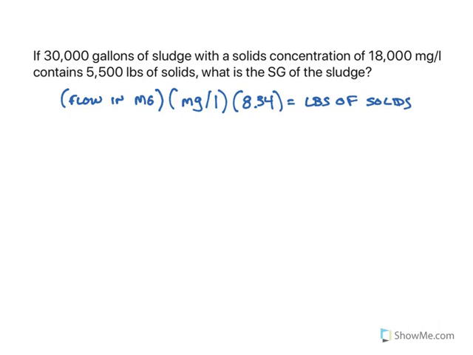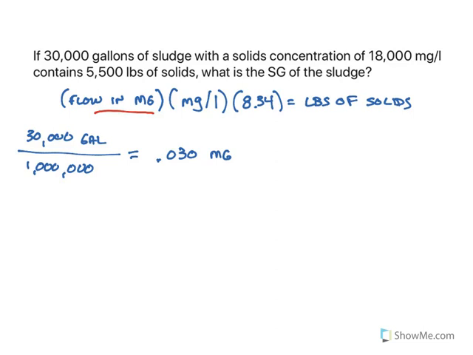So in order to set this problem up, I need to calculate how much flow I have in million gallons. So this is going to be 30,000 gallons divided by 1 million equals 0.030 million gallons. You're going to use this formula a lot, so it's going to become second nature, but when you use it, you always have to remember it is flow in million gallons.